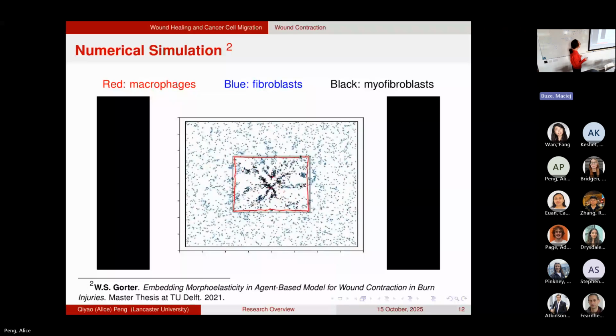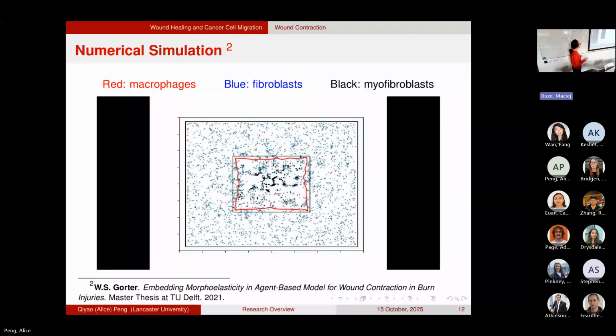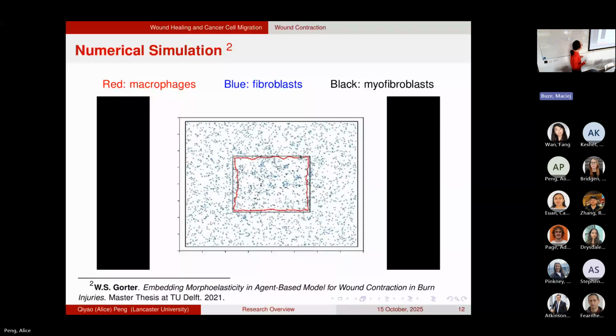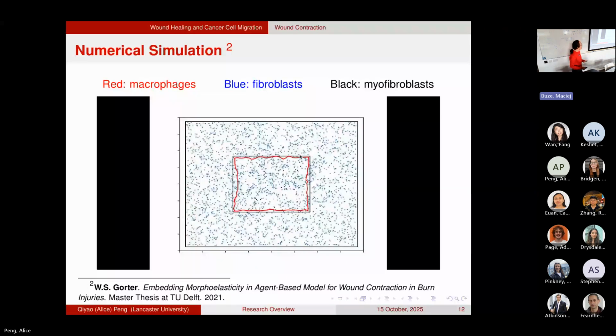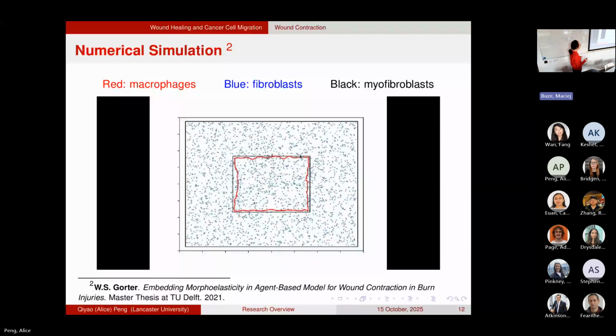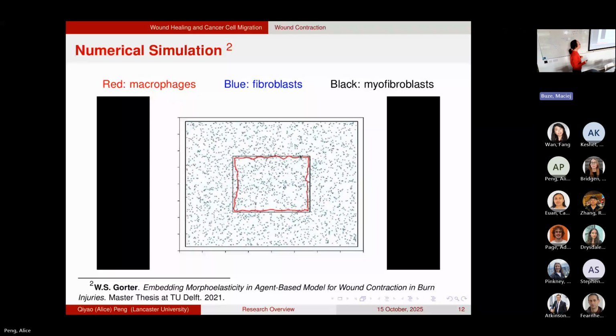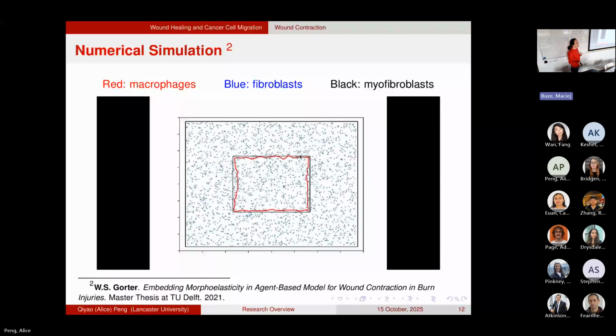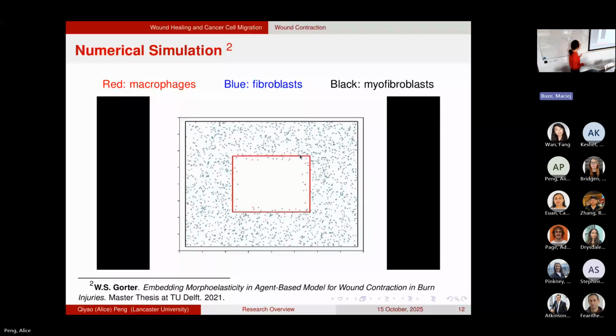Because of the myofibroblasts entering the wound, it will contract very badly in the beginning. And then after the myofibroblasts slowly die out, it will recover a little bit. But because of those residual forces, the wound will never recover to its original shape or volume.